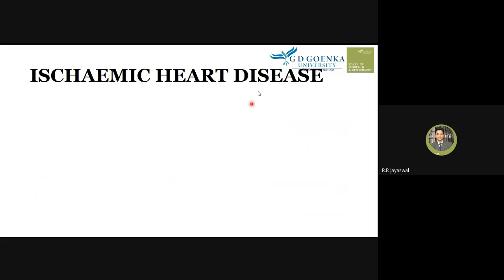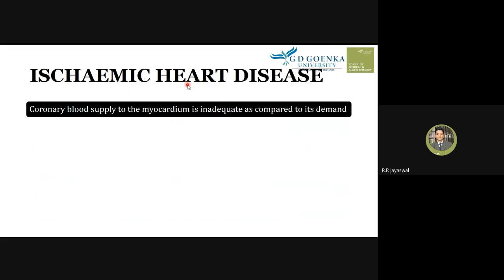Ischemic heart disease, let's know about this. This is a heart disease which occurs because of ischemia. Ischemia is a medical term which describes inadequate blood supply to the heart, or inadequate blood supply to some tissues or organs. So ischemic heart disease is a disease where there is inadequate blood supply to the heart muscles. And here one of the arteries is the coronary artery. So in the coronary artery, the coronary blood supply to the myocardium is inadequate as compared to its demand.